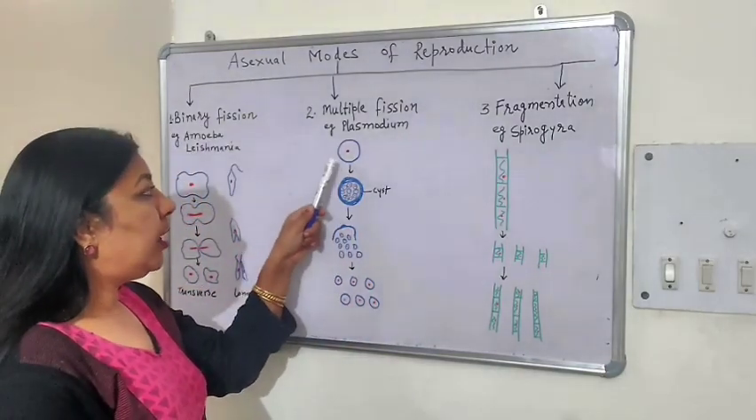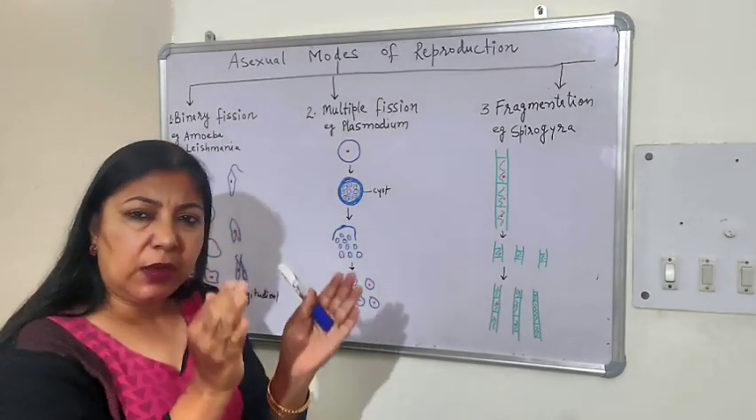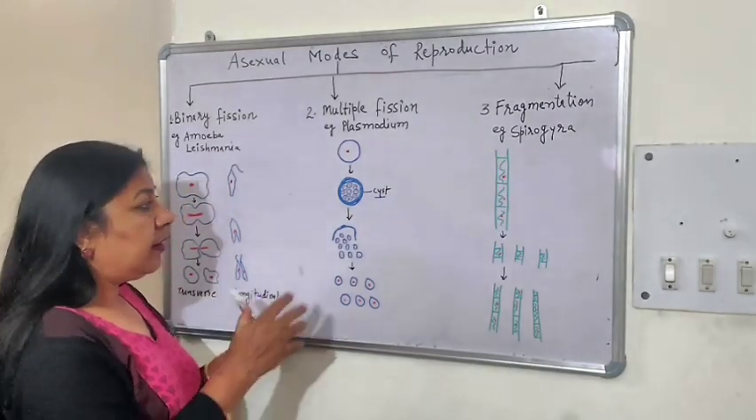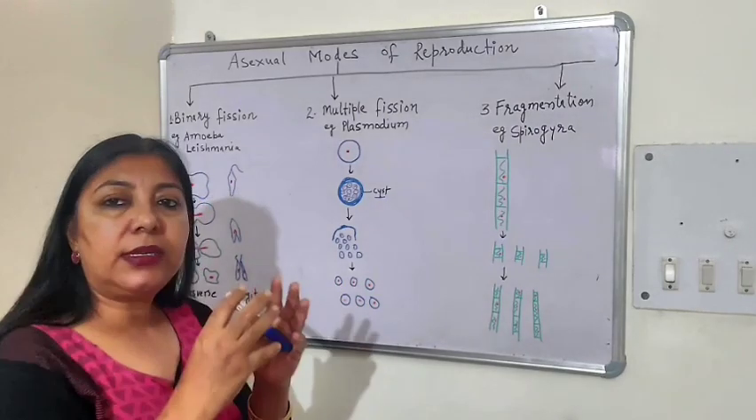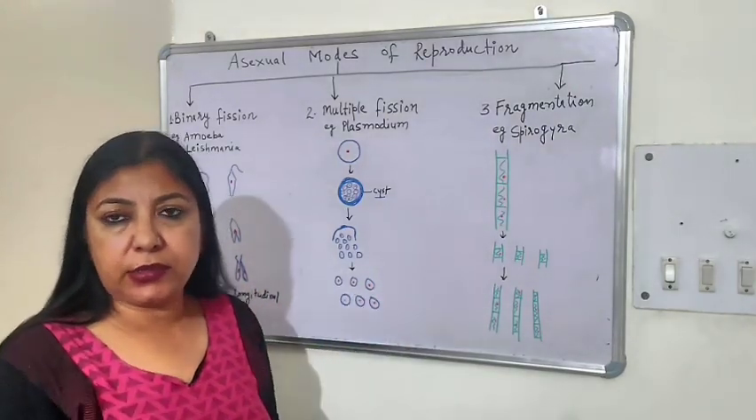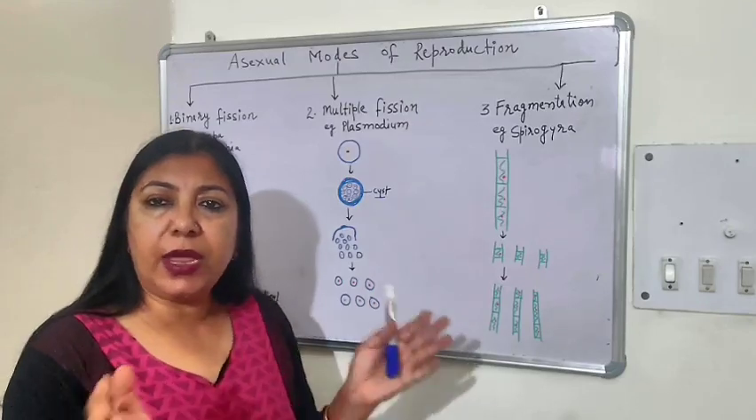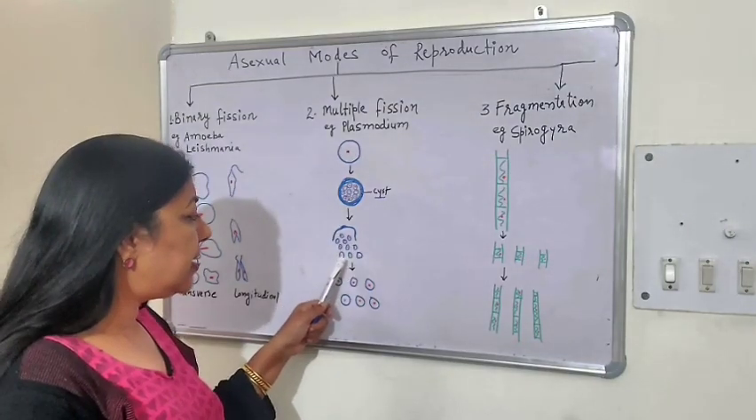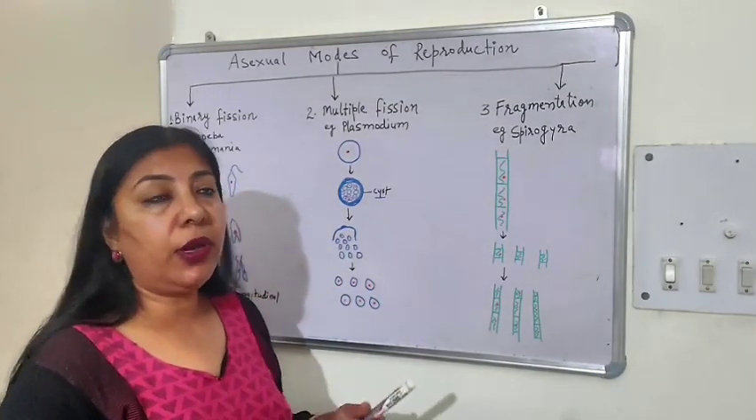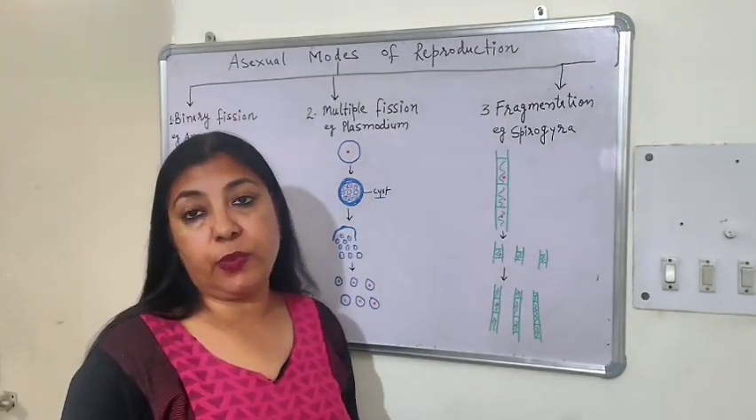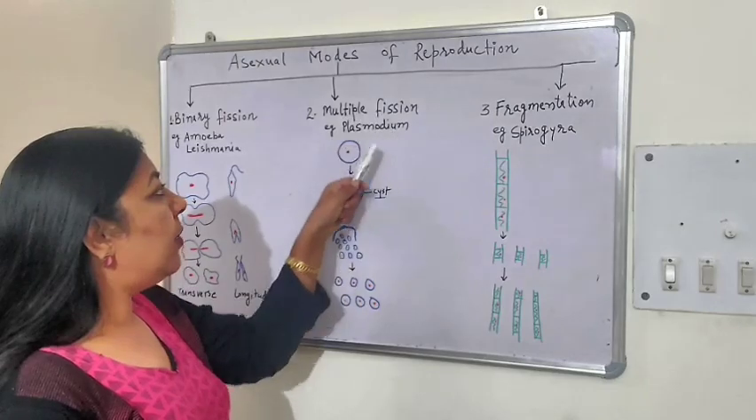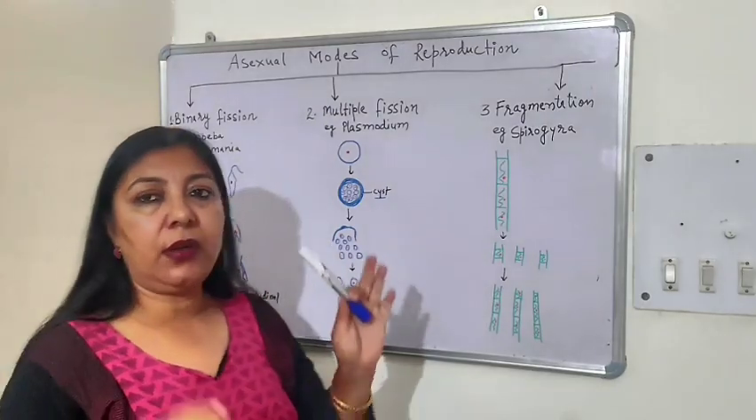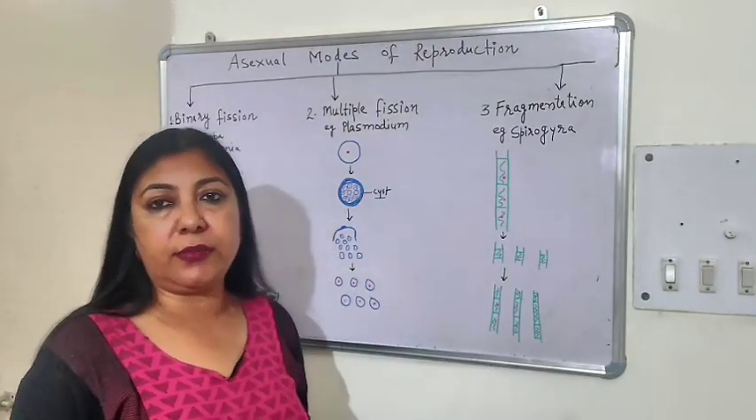So this Plasmodium first develops a thick wall around it, which is called a cyst. Then inside the cyst, the cytoplasm divides into many parts. And when it has divided into many parts, this cyst breaks open, and all these small daughter cells are liberated, which grow into new Plasmodium. Okay, so this is multiple fission. Both binary fission and multiple fission occur only in unicellular organisms.